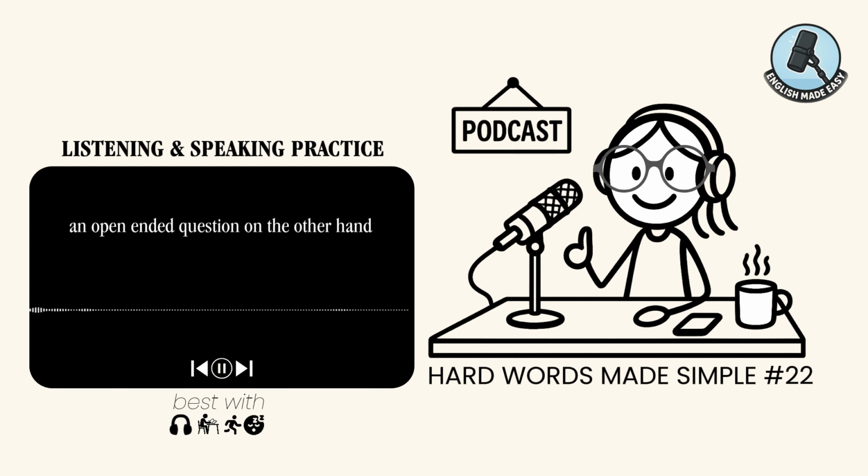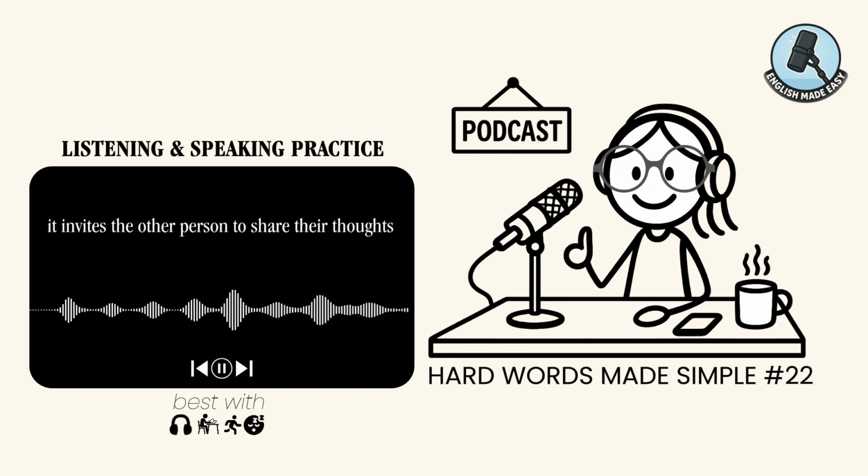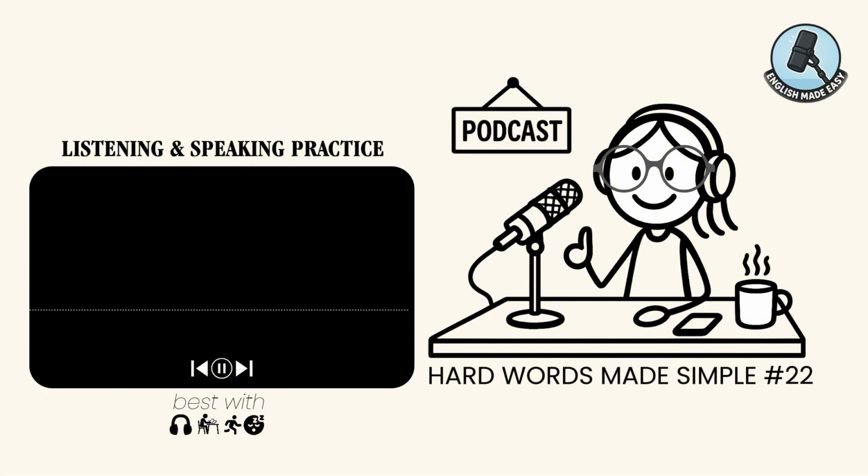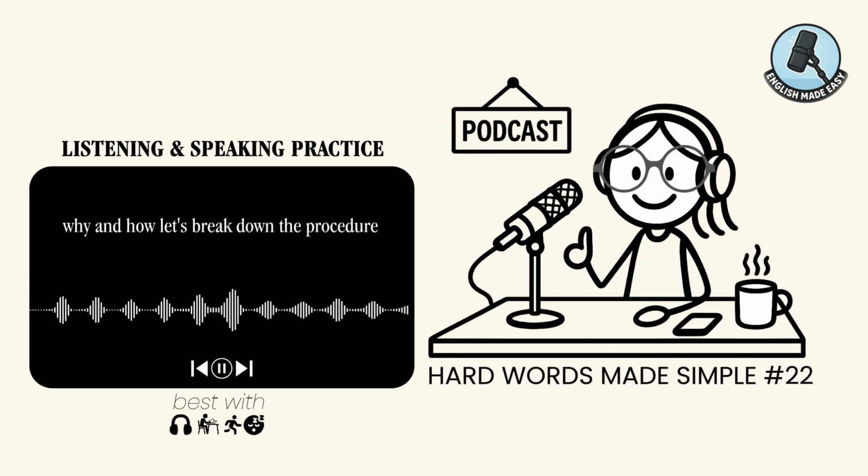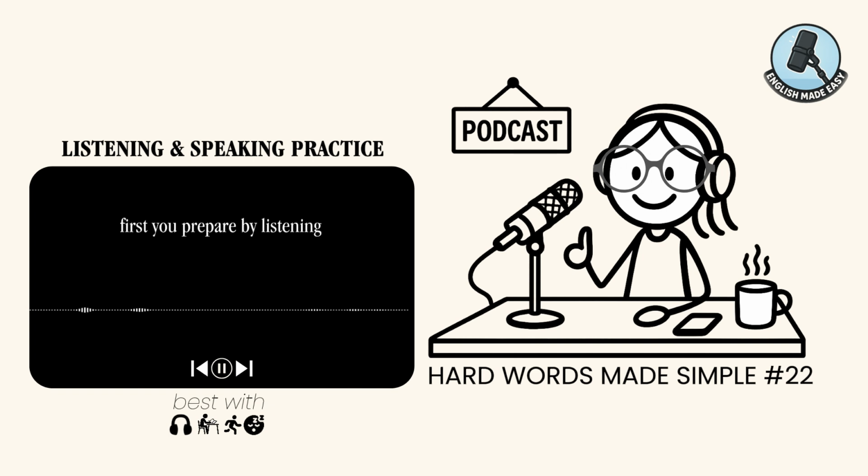An open-ended question, on the other hand, requires a real answer. It invites the other person to share their thoughts, feelings, or stories. These questions often start with words like who, what, where, when, why, and how. Let's break down the procedure. First, you prepare by listening. After you've used your environmental opener, listen to their response. Their response is a gift. It contains the clues for your next question.